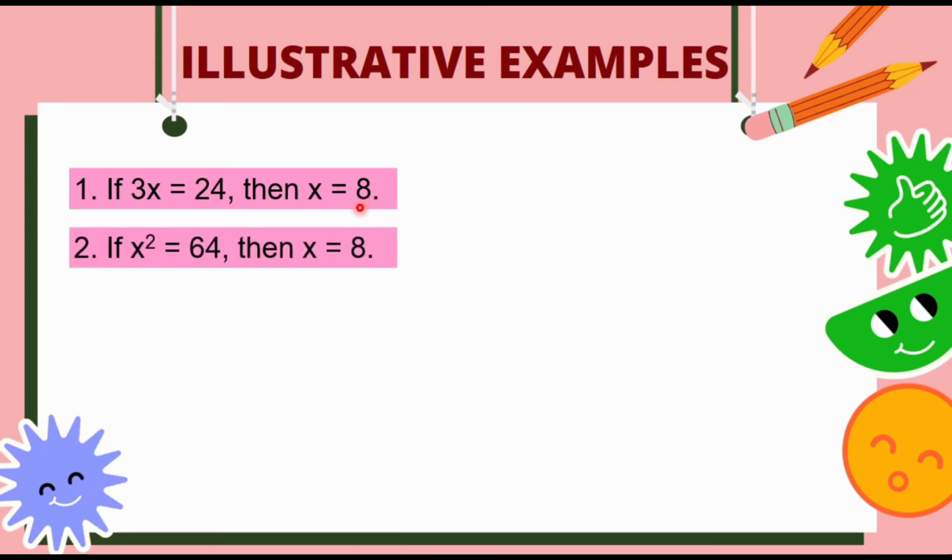So let us have example number 2. If x squared is equal to 64, then x is equal to 8. So the conditional statement is false. Bakit kaya siya naging false? Since the conclusion have other value to make the statement true. Because when you get the square root of 64, the answers are positive 8 and negative 8. So therefore, the counterexample is x is equal to negative 8 and x is equal to 8. That's why example number 2 is false.